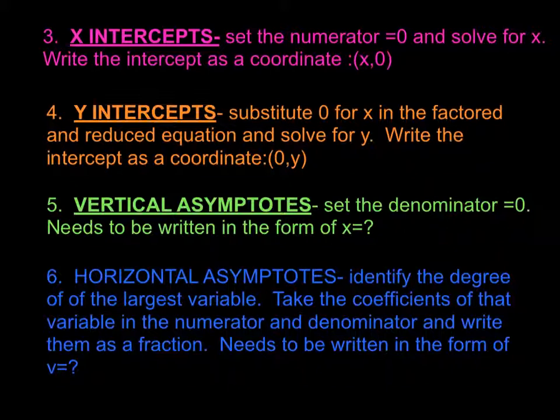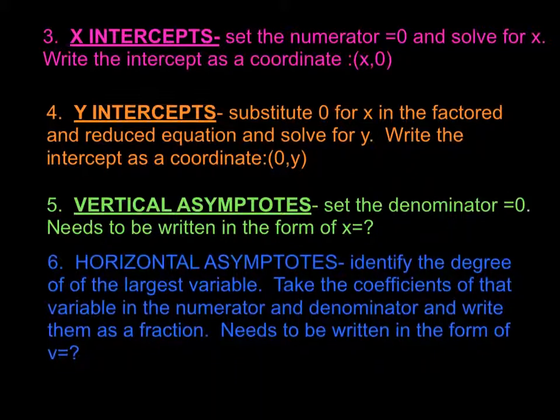Horizontal asymptotes. There's various ways to do this. Your book does it slightly different. The easiest way is to identify the degree of the largest variable. You're going to take the coefficients of that variable in the numerator and the denominator, and you're going to write them as a fraction. And they need to be written in the form of y equals.